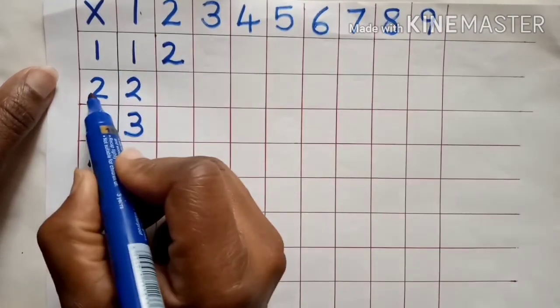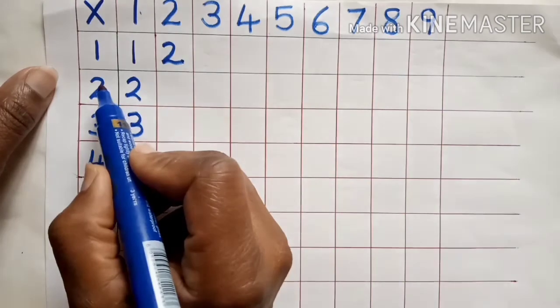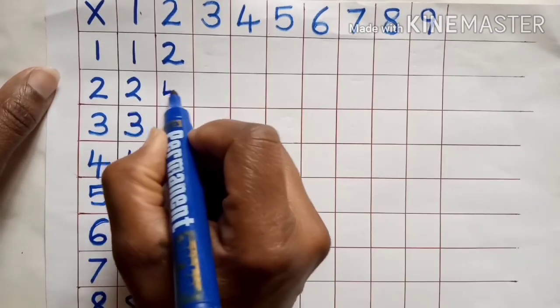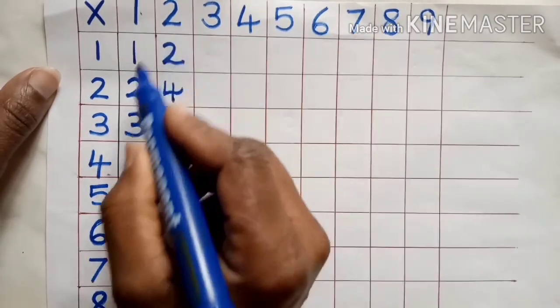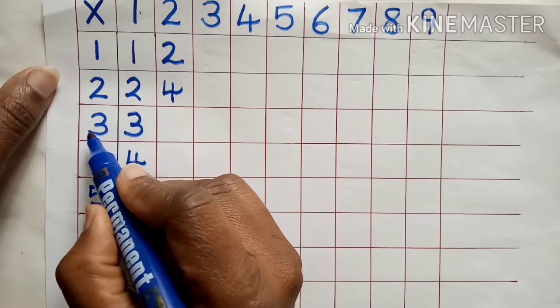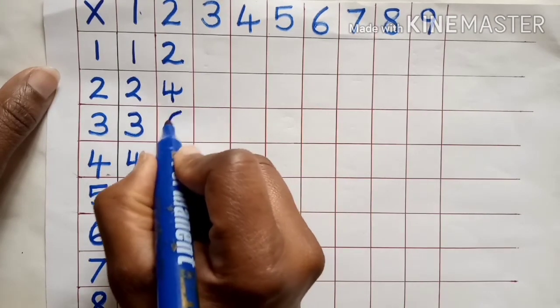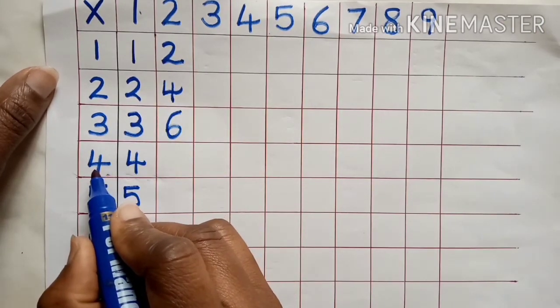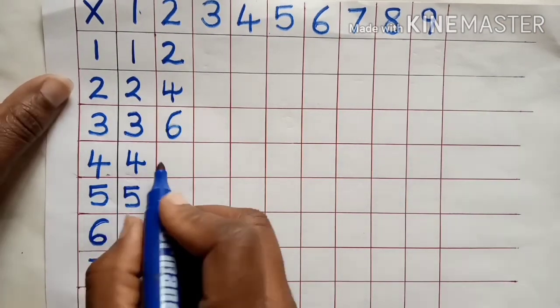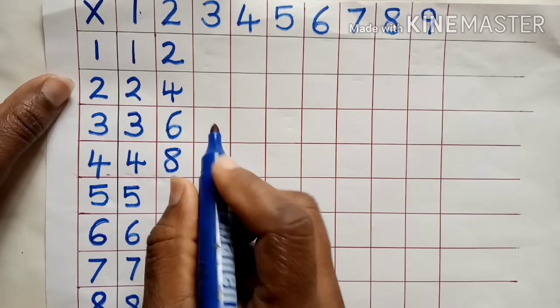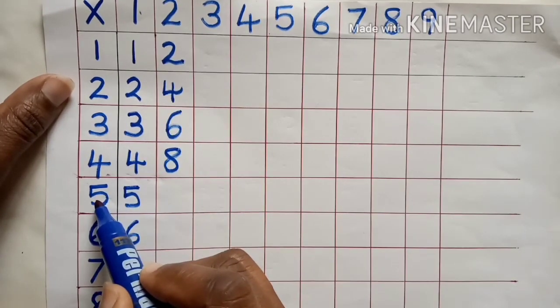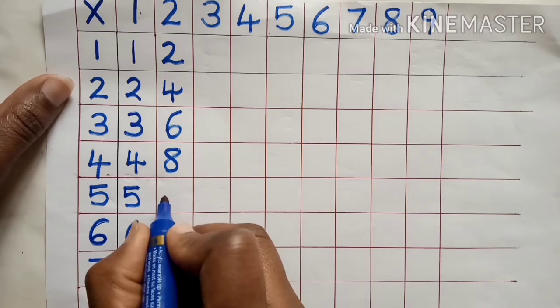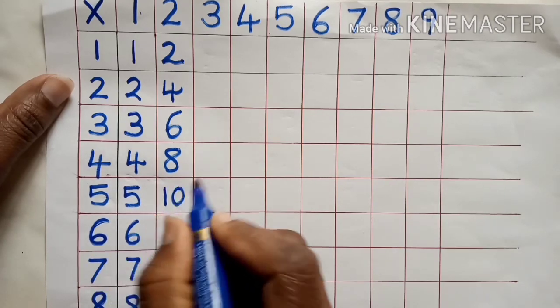2 times 2 is a 2 and another 2, which will give you 4. 2 times 3 means a 3 and another 3, that will give you 6. 2 times 4 means 4 and another 4 will give you 8. 2 times 5 means a 5 and another 5 will give you 10.